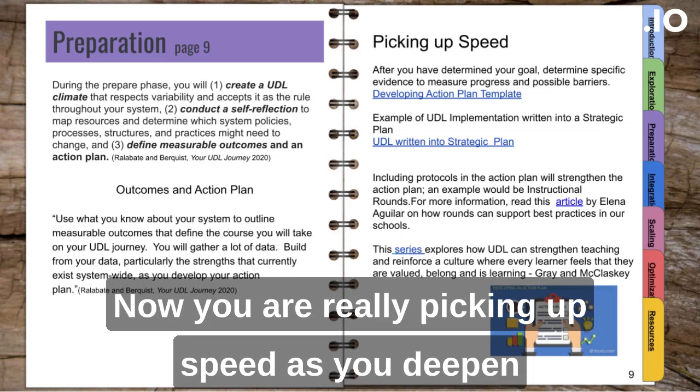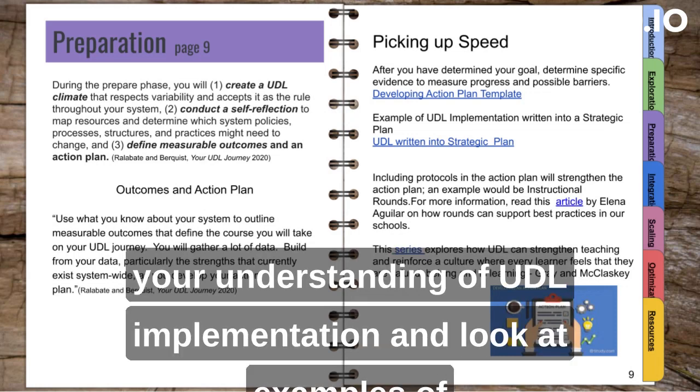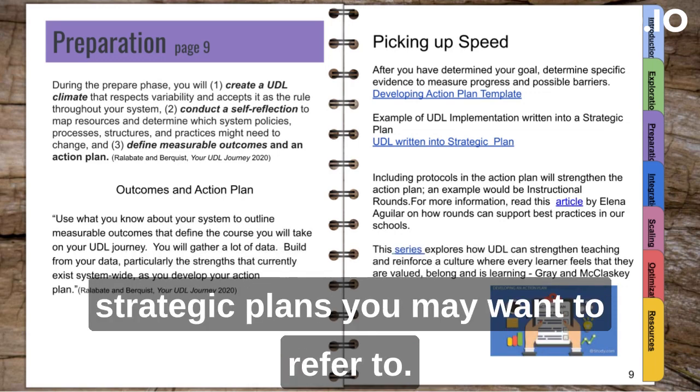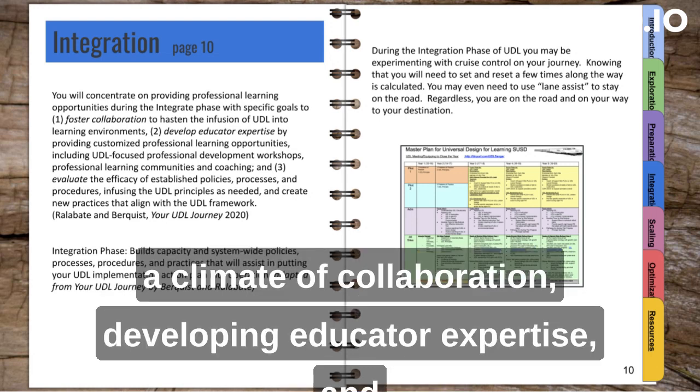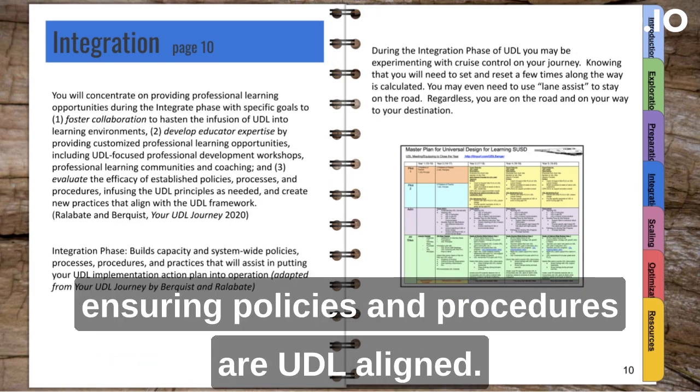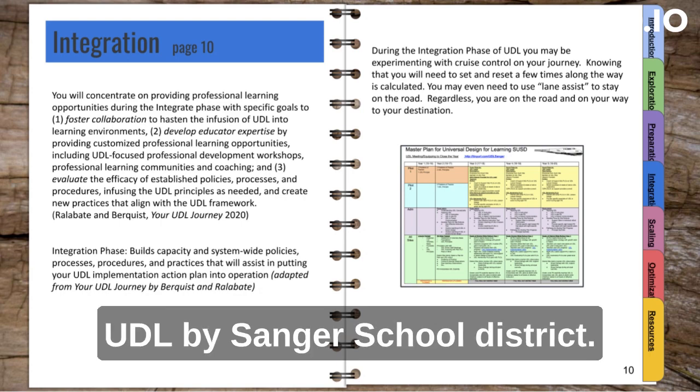Now you are really picking up speed as you deepen your understanding of UDL implementation and look at examples of strategic plans you may want to refer to. This section of the roadmap is about fostering a climate of collaboration, developing educator expertise, and ensuring policies and procedures are UDL aligned. Check out the Master Plan for UDL by Sanger School District.